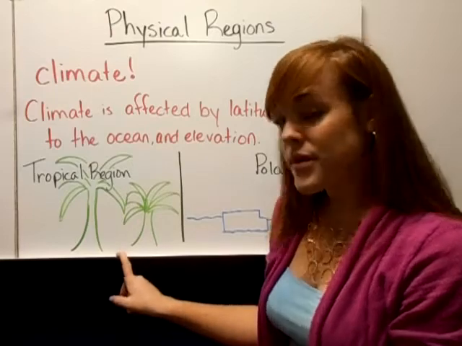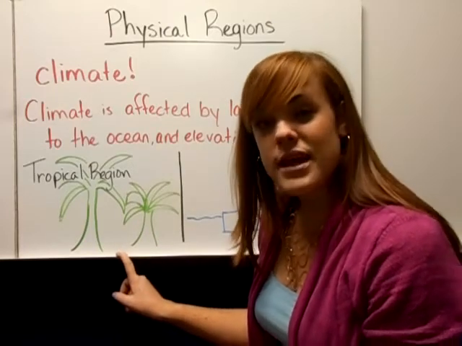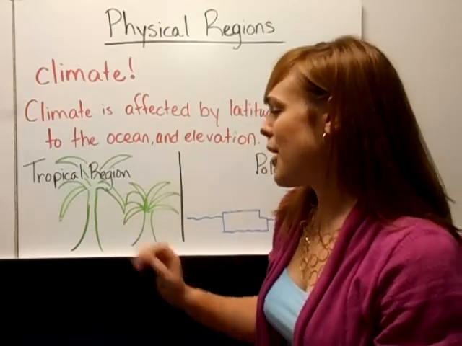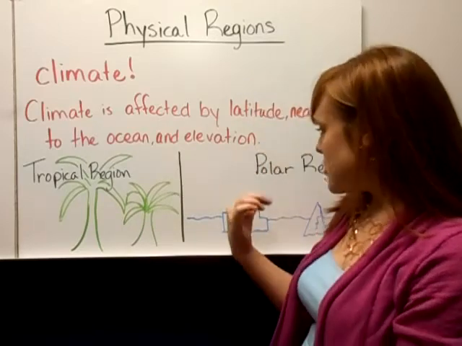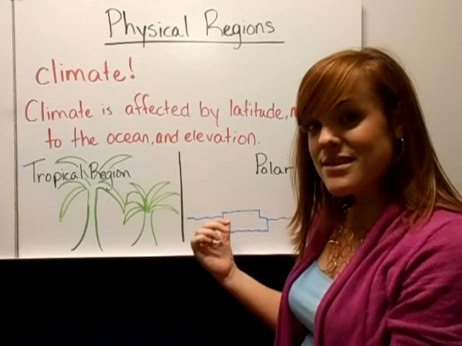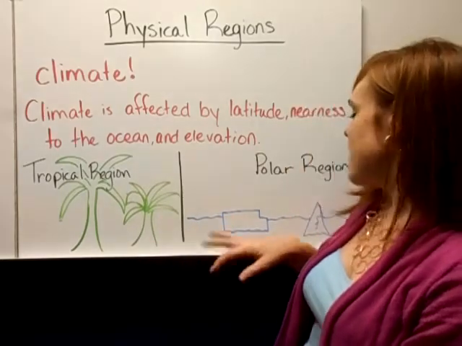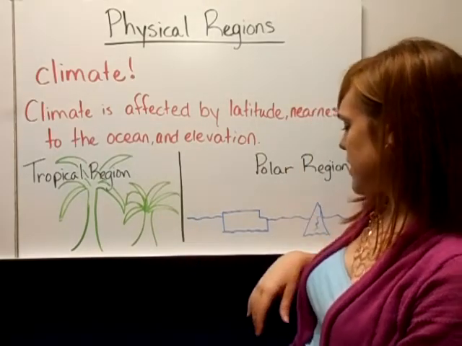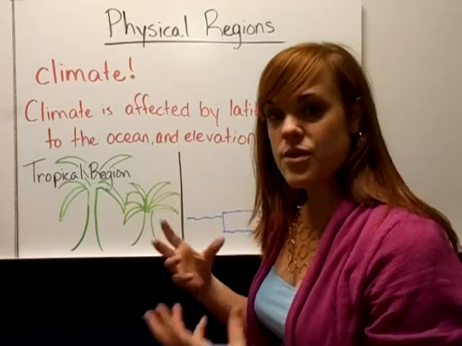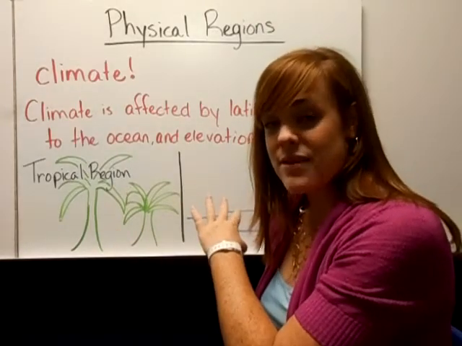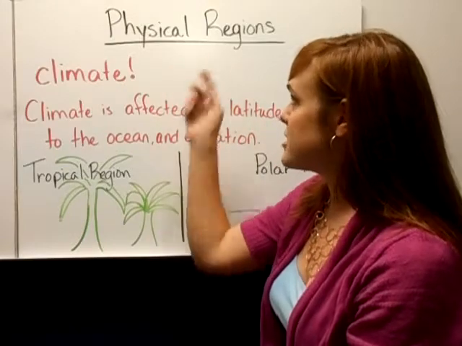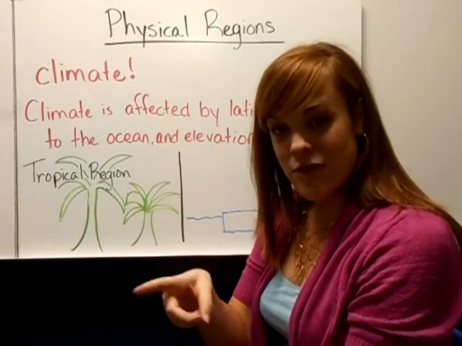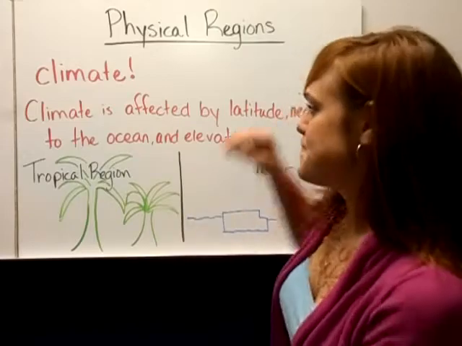So a tropical region would be a region that has tropical weather. So I drew some palm trees to remind us of the warm weather. A polar region is very different than a tropical region. So we have ice floating and an iceberg, just to remind you that the climate definitely can affect a region. Okay, so physical regions determined by landforms and climates.